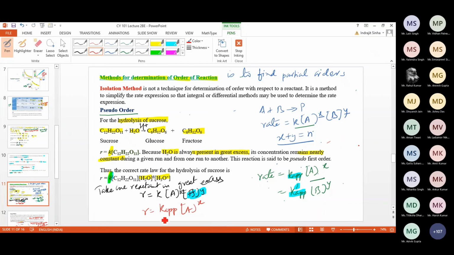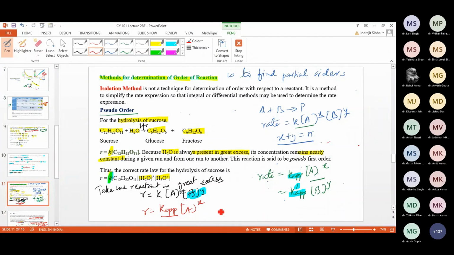And so this is a pseudo order kind of approach. That is what we say, that if x is equal to 1, then we say this is pseudo first order. We say pseudo first order because the other reactant order we have not determined as yet, but it is the order with respect to this particular reactant which is not in excess. So we call it pseudo order of this particular reaction.